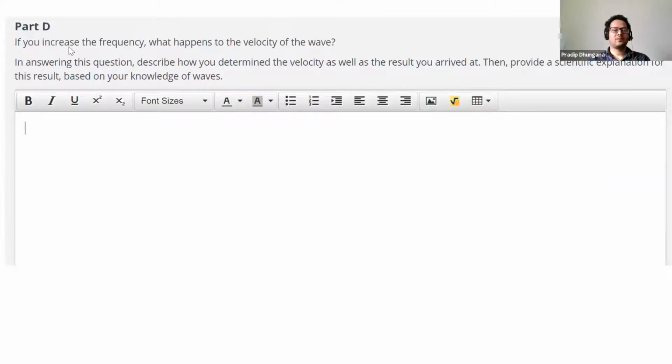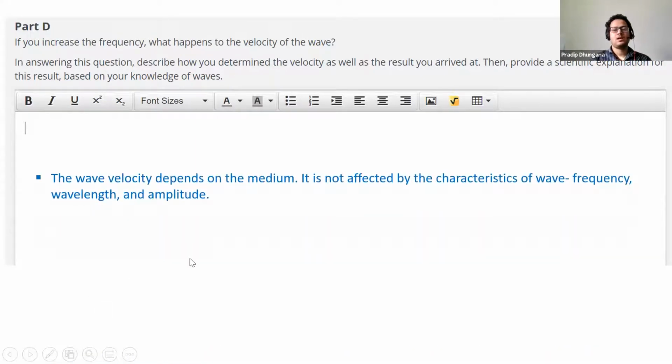Now in part D, if you increase the frequency, what happens to the velocity of the wave? Okay, read that carefully and provide your own scientific evidence. So as we have discussed before, velocity of the wave is always constant on that medium. That means even if we increase the frequency, velocity of the wave remains the same. So it depends upon the medium. It's not affected by wave frequency, wavelength, and amplitude. This is all about part D.